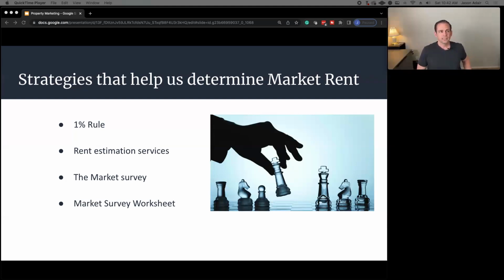I mean, if you're renting for $1,200 and you use a few of those free estimation services, and they all come back between $1,100 and $1,300, you're probably in pretty good shape. But if they're all out of whack, or if you're not moving at that rate, then you need to go see what other properties are doing and really dial that in more. And that's where the market survey and that survey worksheet come in.